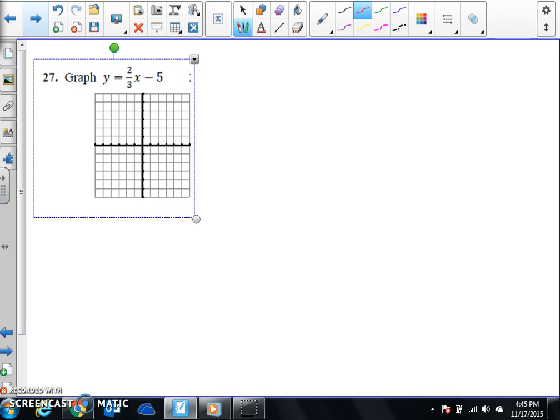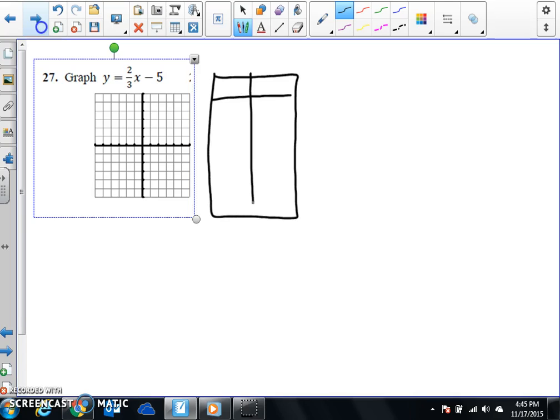Okay, I'm going to graph that. If they just tell you to straight up graph, then you need to make your own table. It's already in y equals, so I'm going to go to my calculator to y equals, and I'm going to put in 2/3 x minus 5. And then I'm going to go second graph, which is my table.